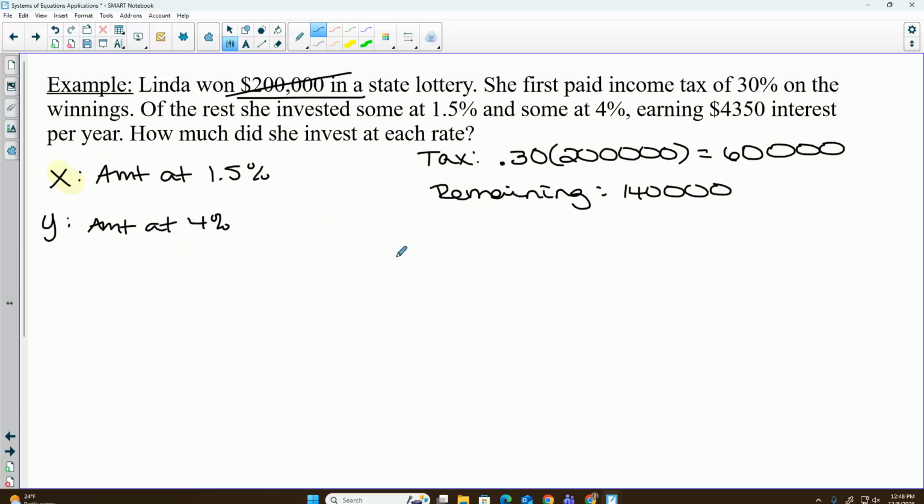So she invested it for two different rates. So I could just say X plus Y equals 140,000. Now let's calculate our interest. So 1.5%, so that would be 0.015 times X, plus 4% at Y, so 0.04Y, equals, I didn't tell you the percent, but I did even better. I told you how much interest she earned. So this equals 4,350.